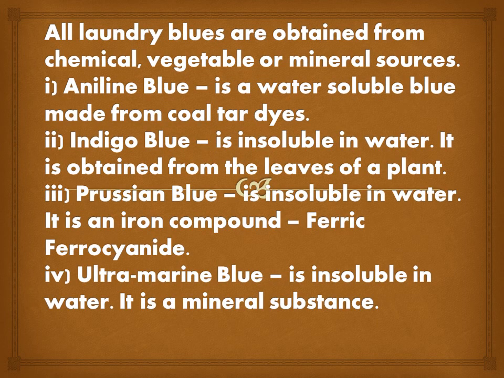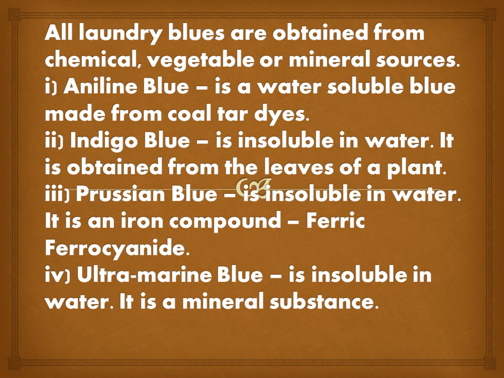All laundry blues are obtained from chemical, vegetable, or mineral sources. They are Aniline Blue, Indigo Blue, Prussian Blue, Ultramarine Blue. Aniline Blue is water-soluble blue. It is made from coal tar dyes. Aniline Blue is the best blue. It is most suitable for laundry work because it acts both in acidic and basic medium.